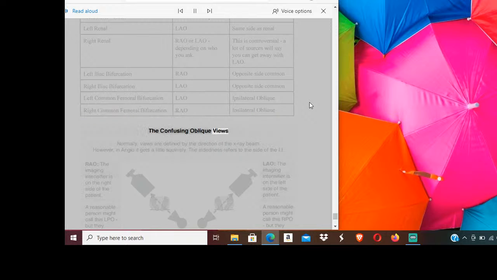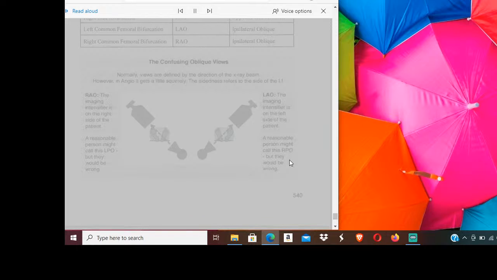The confusing oblique views. Normally, views are defined by the direction of the X-ray beam. However, in angio it gets a little squirrely. The sidedness refers to the side of the image intensifier. RAO, the imaging intensifier is on the right side of the patient. A reasonable person might call this LPO, but they would be wrong. LAO, the imaging intensifier is on the left side of the patient. A reasonable person might call this RPO, but they would be wrong.